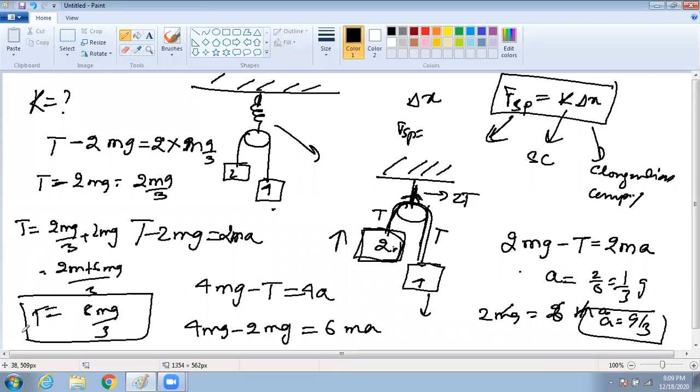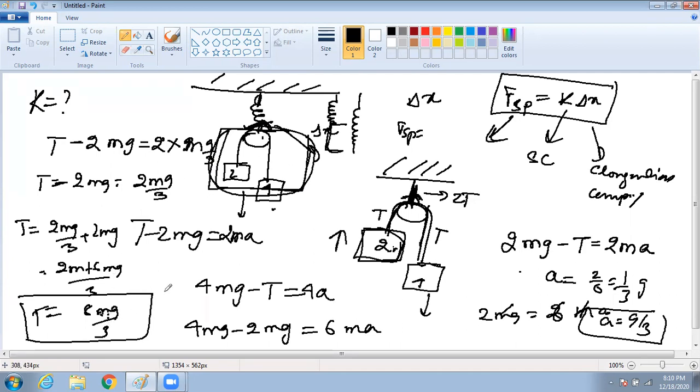Now if the tension is 8mg by 3, what is F_sp? Now replace the string with a spring. So tension is this side, spring force also will be this side. The whole thing will basically come down. If this part is not there, the spring will be normal. The moment you attach this, the spring will elongate. That amount of elongation is called delta x. And this elongation is because of this tension. So what is the tension?